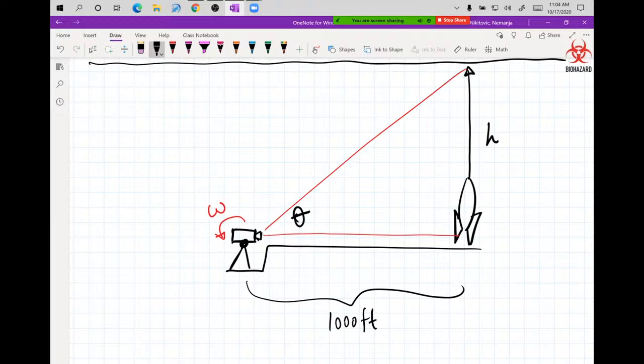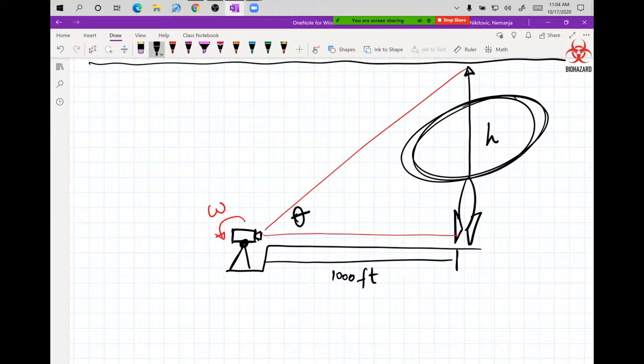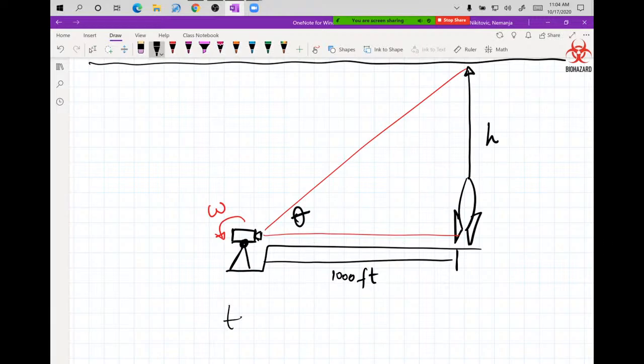So which trigonometric function would be a good function to use when you have these two pieces of information? Inverse tangent. Well, let's use the tangent only. But yes, tangent, because we have the opposite of the angle and the adjacent of the angle. So opposite and adjacent is a tangent. So we'll use tangent theta is height h divided by 1,000 feet.